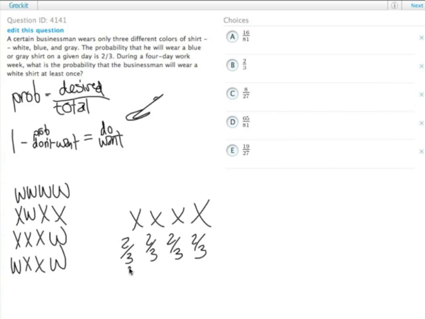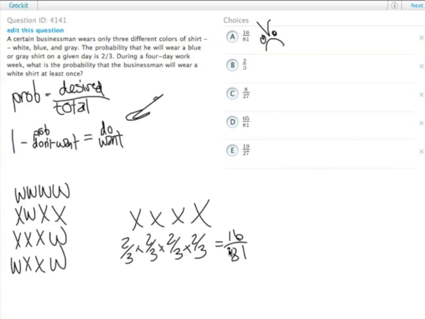And the probability of doing it 4 days in a row is each of those multiplied together. So 2/3 times 2/3 times 2/3 times 2/3 equals 16 out of 81. And note that that's answer choice A, but that's not what we're after. We are after the probability of the white shirt at least once.